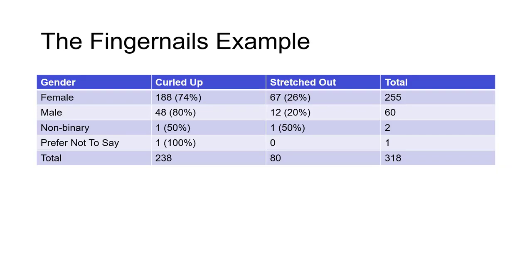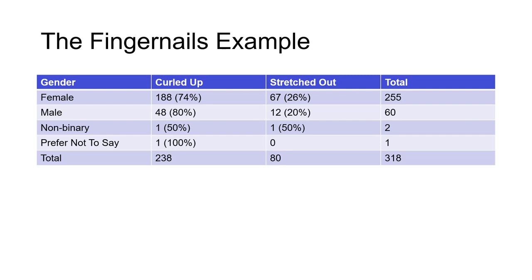So looking here, if how you look at your fingernails is dependent on your gender, you'd expect the proportions in each of the different rows to be different. So in the first row you've got 74% against 26%, in the next row you've got 80% against 20%, and in the next row you've got 50% against 50%. So obviously 50% against 50% is very different to the others, but that's a very small sample. You've only got 2 individuals in that group.